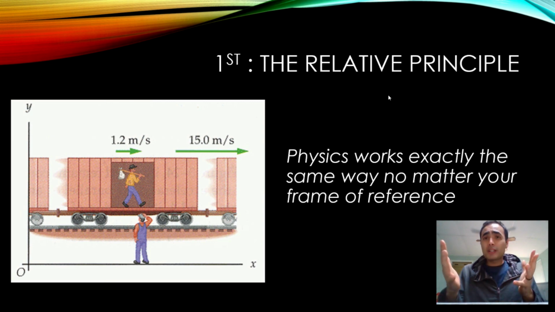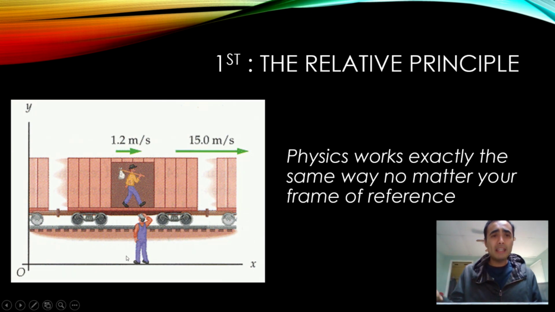So the relativity principle: physics works exactly the same way no matter your frame of reference. What that means is, if we're looking at this guy here, he's seeing this train go by at 15 meters per second, and this guy inside the train is walking at 1.2 meters per second. So this guy on the ground is going to see this person move at 16.2 meters per second because he's moving with the train.